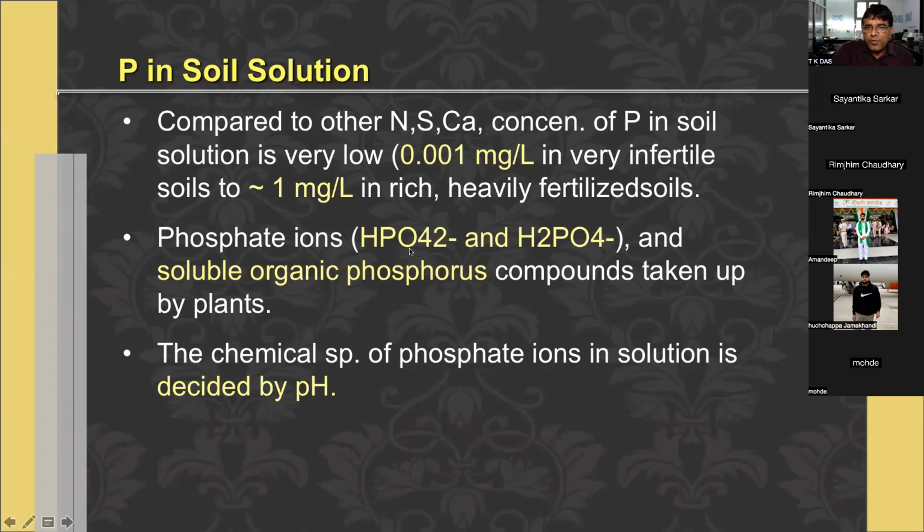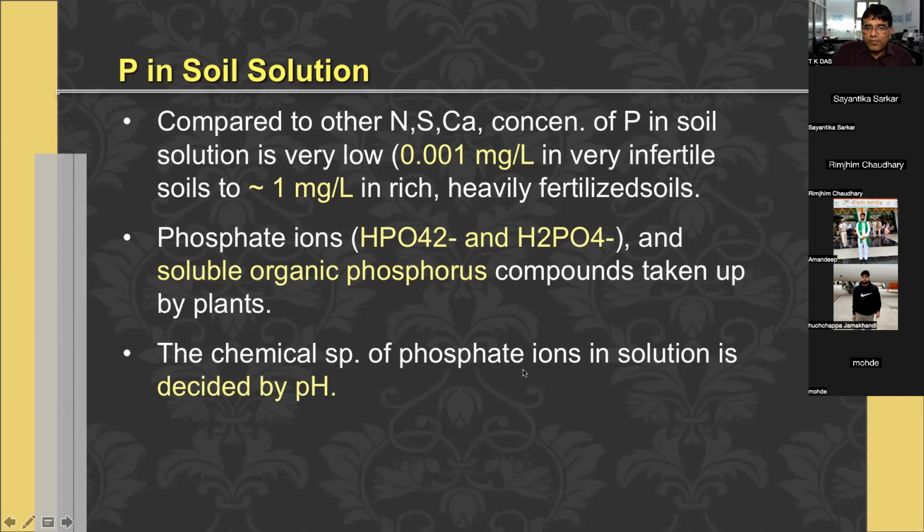Phosphate ions like HPO4 2 minus and H2PO4 minus, and soluble organic phosphorus compounds, are taken up by plants. So certain phosphorus is taken up by plants in soluble forms. Like the amino acids and soluble nitrogen compounds, dissolved organic nitrogen, DON, similarly, part of the phosphorus is also taken up by plants as organic phosphorus compounds. So besides ionic forms, phosphorus is also taken up in organic form by the plants.